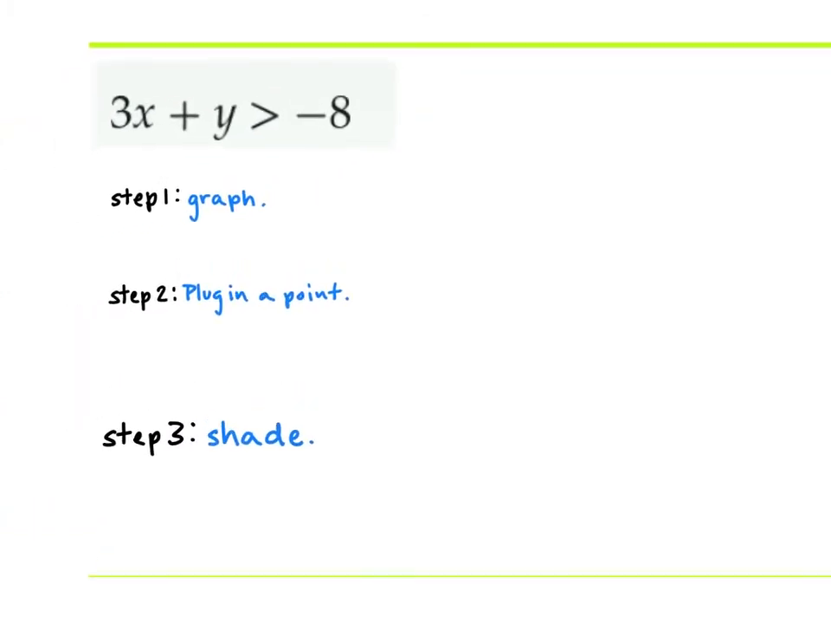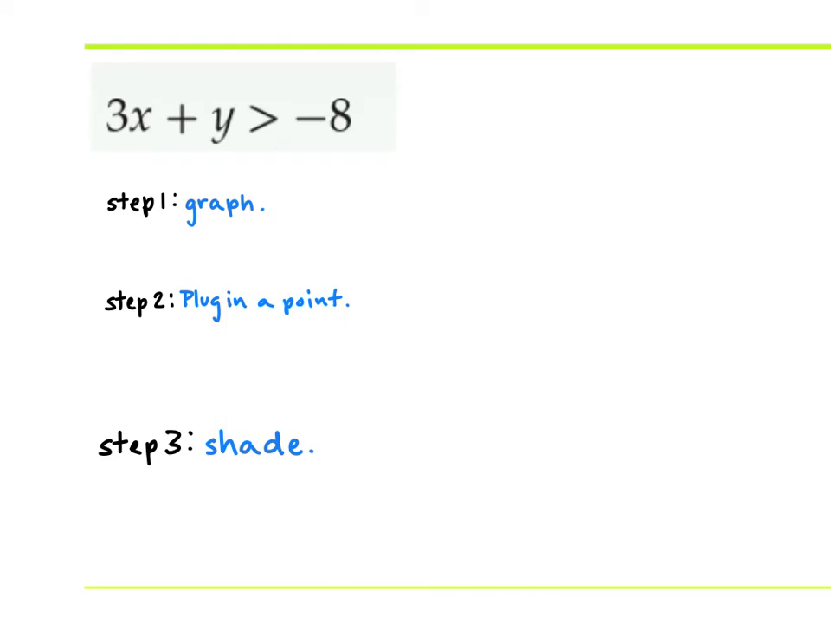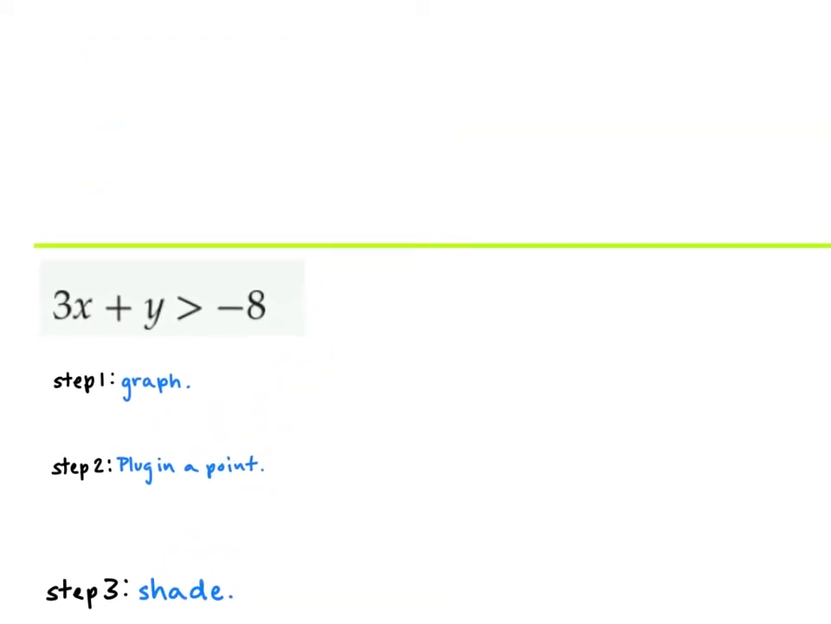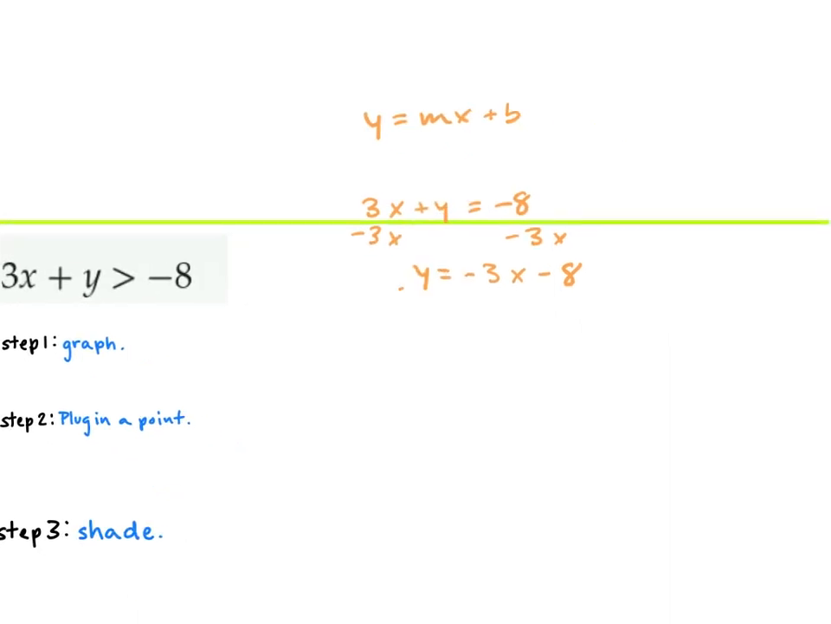Okay, so again, graph, plug in a point, shade. We want our equation to be y is equal to mx plus b. So how do we get this equation to be y is equal to? What do we need to do? Minus 3x. So we minus 3x on both sides. So I have y is equal to negative 3x minus 8. Once we get that y is equal to, we're done.